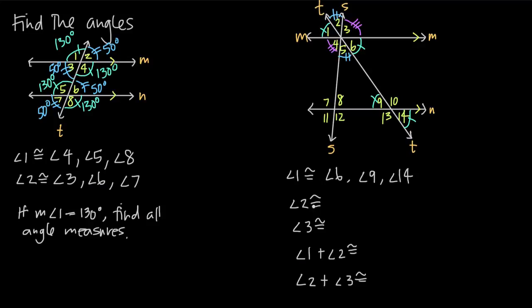Let's look at another example here. I have the angle 2. I'm looking for the angles that are congruent to angle 2. Well, angle 2 is right up here. By the vertical angles theorem, I know 2 and 5 are opposite, so they must be congruent. So 2 and 5 are congruent.